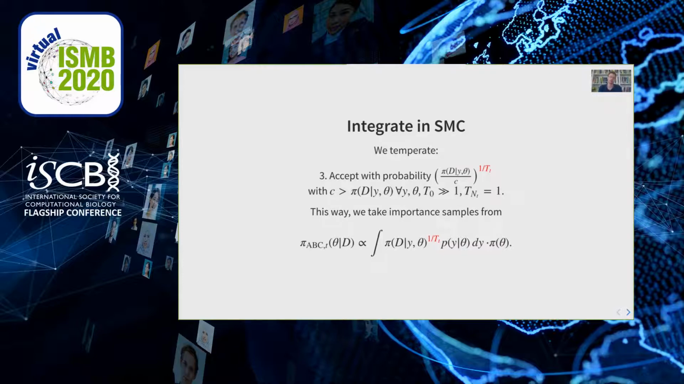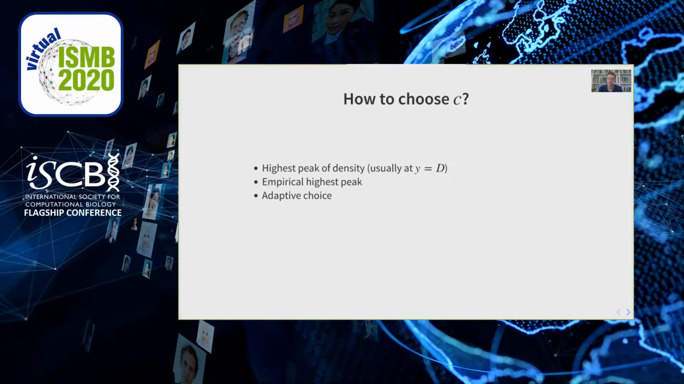However, there are still two main problems. First, in order to have an acceptance probability value between 0 and 1, we need to divide the probability pi of d given y and theta by some normalization constant c, which we need to know. In the past, it has been suggested to take for c the noise probability at y equal d. However, it is often not really likely for the noise-free simulations to exactly reproduce the noisy measurements, meaning this c value is far too high, leading to low acceptance rates.